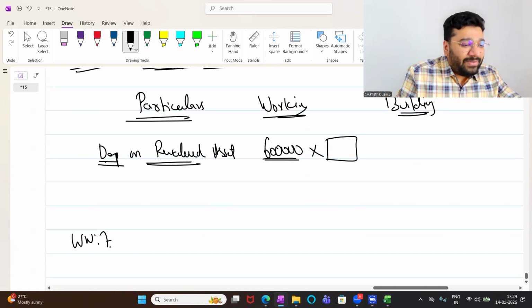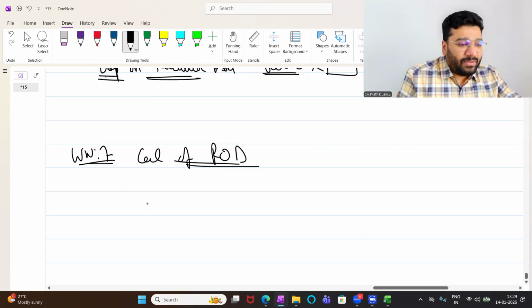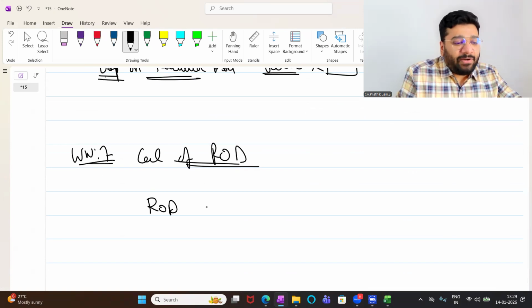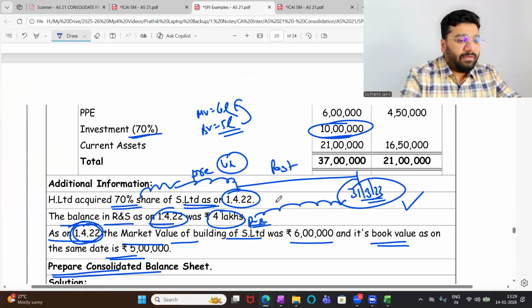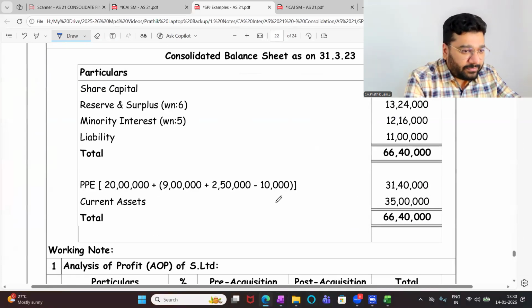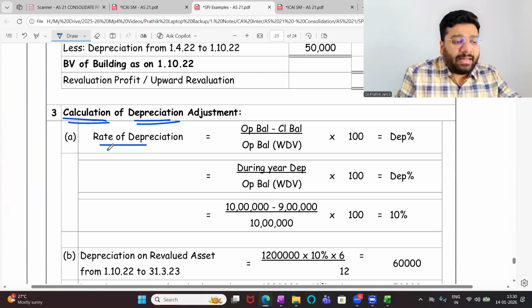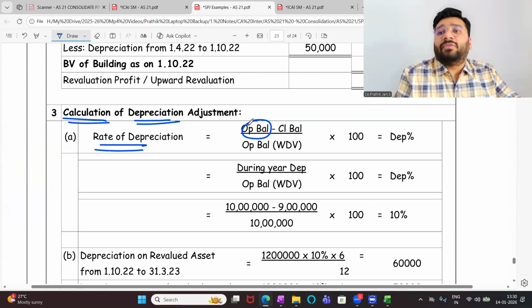Working note number 7. Calculation of rate of depreciation. Rate of depreciation is equal to, listen now. We'll give a name to this formula. Here it is. Calculation of depreciation: rate of depreciation is equal to opening balance of the asset minus closing balance of the asset divided by opening balance.